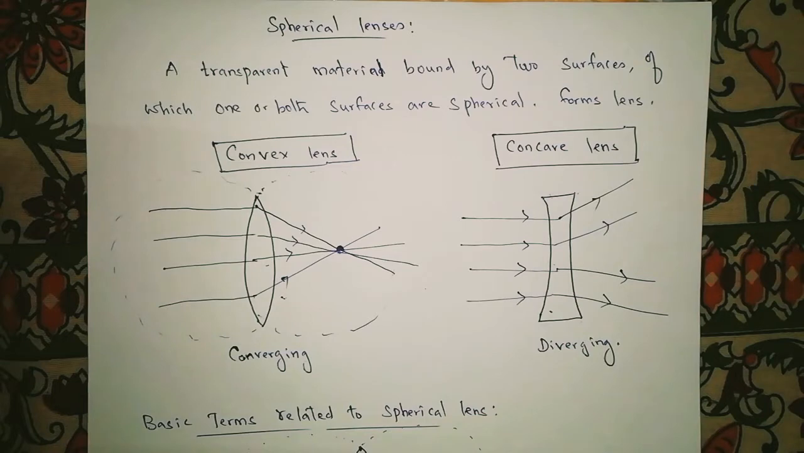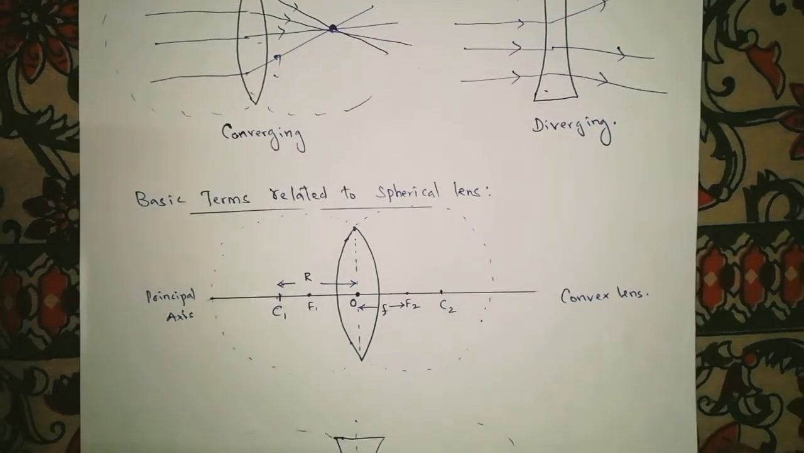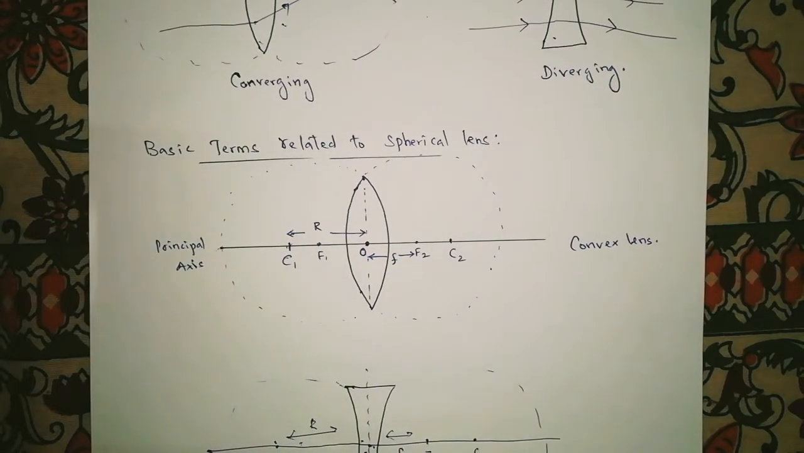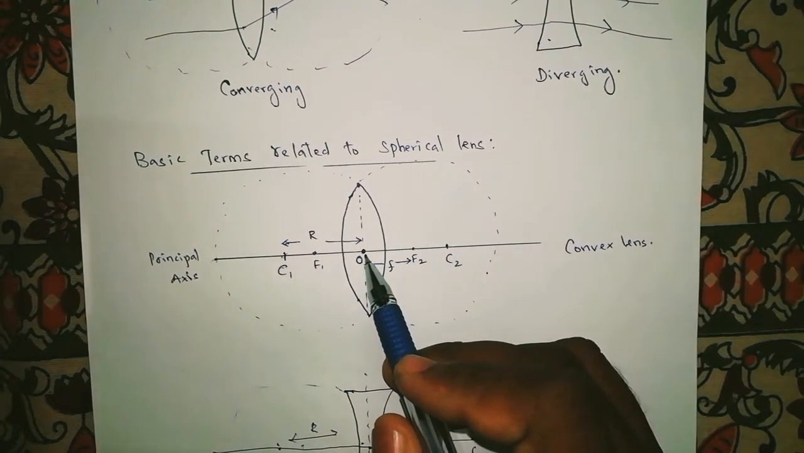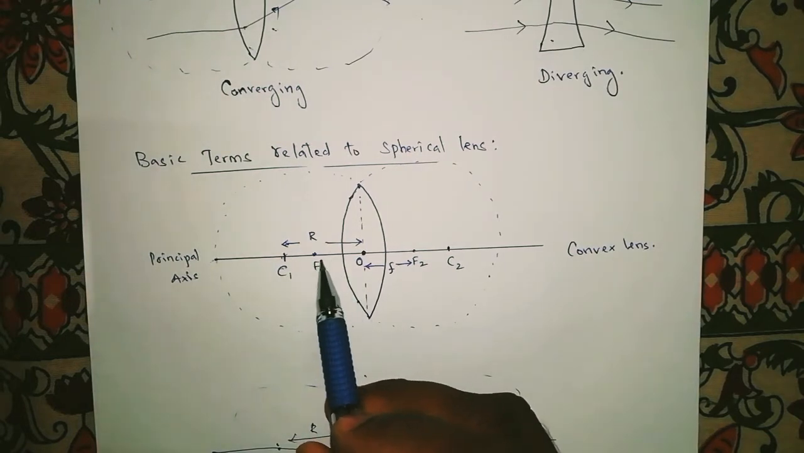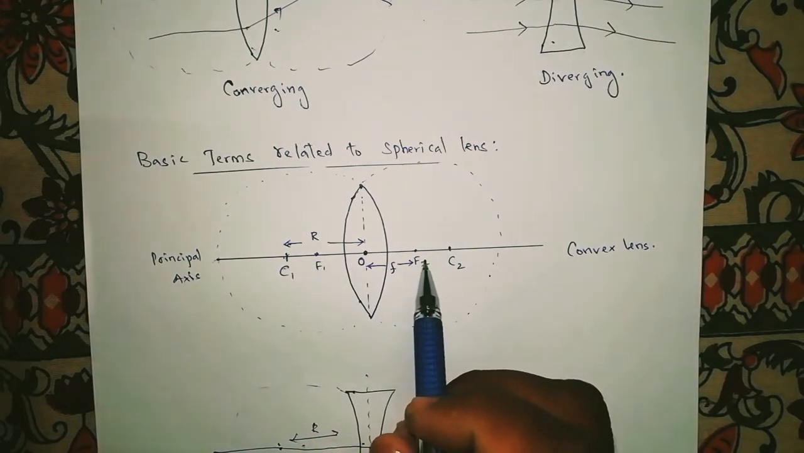In the last classes, we started the spherical lenses, both convex and concave lenses, and also the basic terms that we have learned in the last class. The very important thing, the middle one is the optic center, and this is the focal length on the left hand side and the focal length on the right hand side, right?